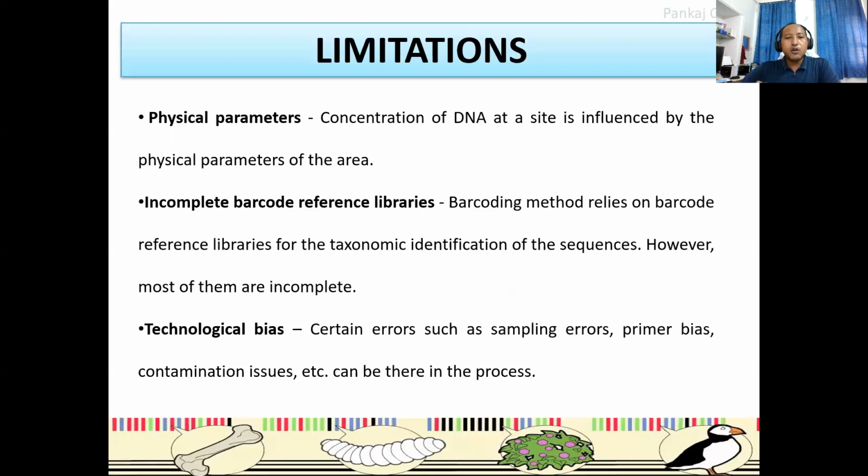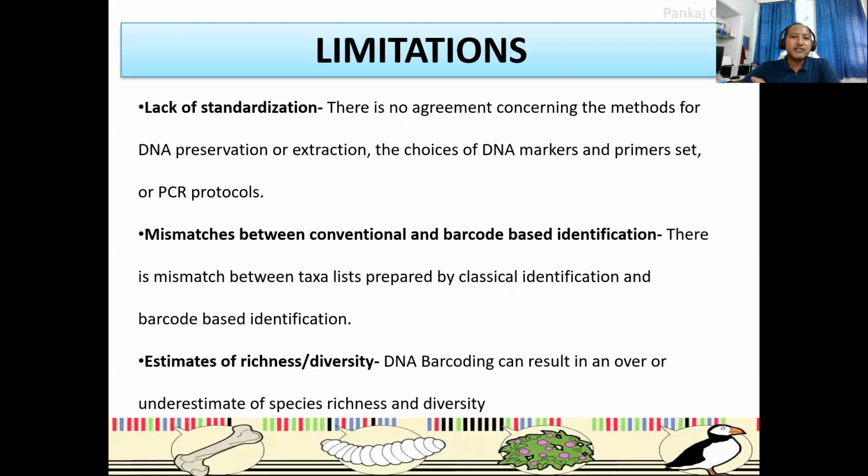Then technological bias, like certain errors such as sampling errors, primer bias, contamination issues, etc. can be there in the process. This is obvious. Then lack of standardization. There is no common method saying this method is good for DNA extraction, these are the best set of primers for DNA barcoding studies, or only these markers are best. There is no standard method.